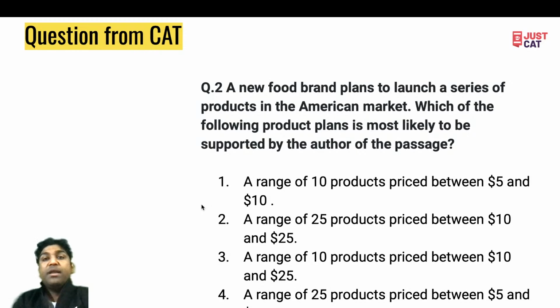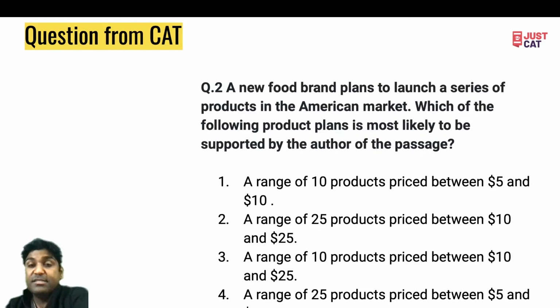A new food brand plans to launch a series of products in the American market. Which of the following product plans is most likely to be supported by the author of the passage? Now, the author has said that the pricing should be low and the number of options should also be few, because the product should be made so that they can be afforded by the poor people, also by the disadvantaged people in the US as well.